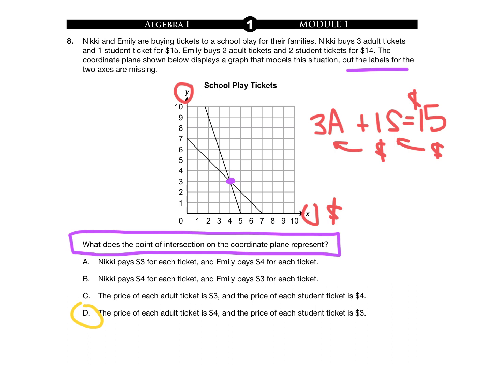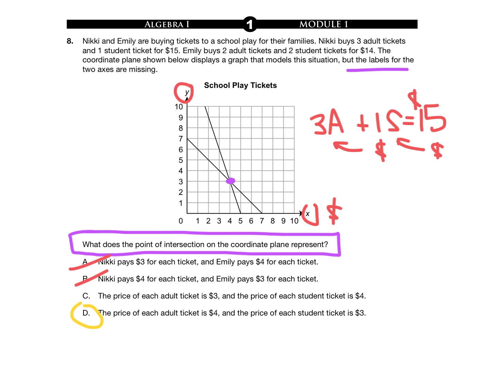When I see what my answer choice is then, my costs are going to be the same, right? Because Nikki and Emily are going to the same thing. So Nikki paying $3 for each ticket and Emily paying $4, and in option B, $4 and $3, these two don't make sense because their prices aren't based on whether they're buying adult or student tickets. Then C and D are again very similar to each other.